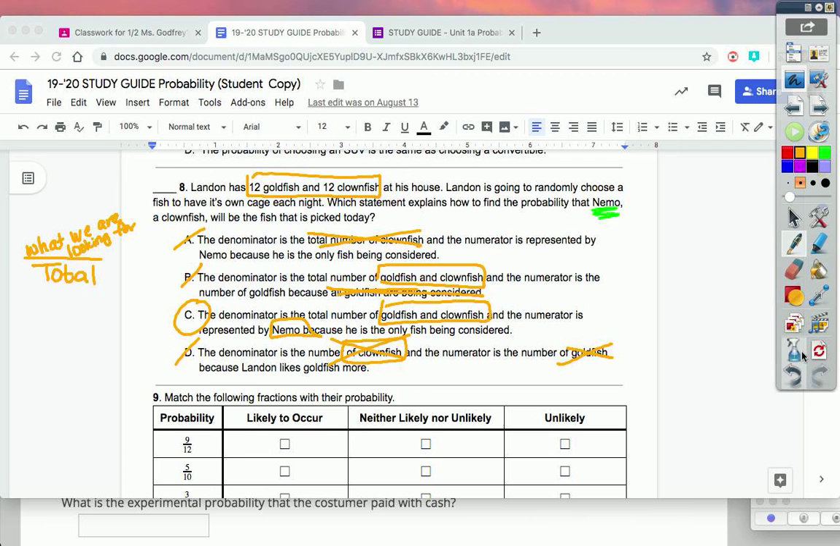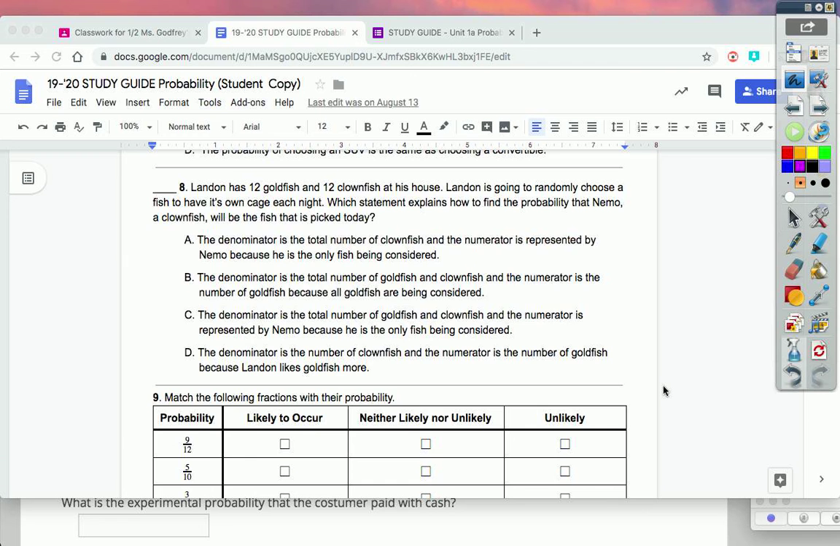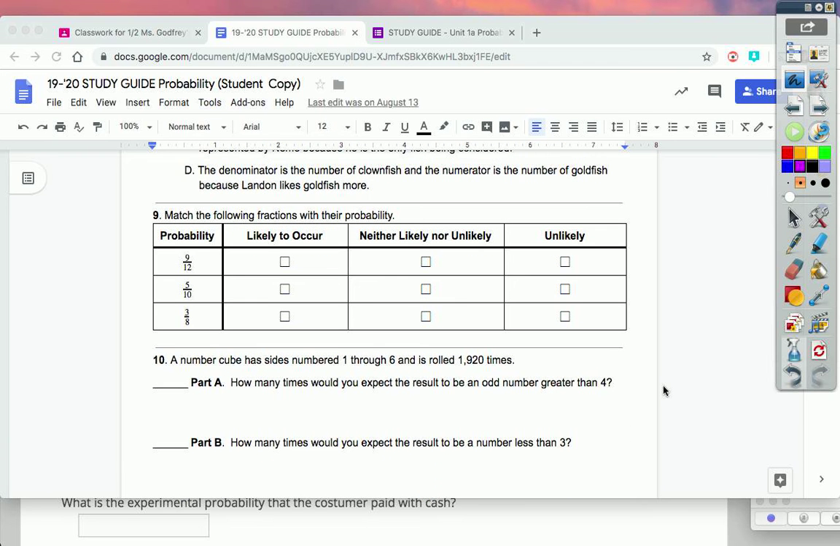All right. Moving along to number 9. This one is asking about likely to occur, neither likely nor unlikely, or unlikely. So for me, it was easier to change my fractions into percents.